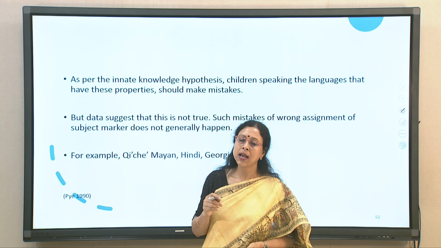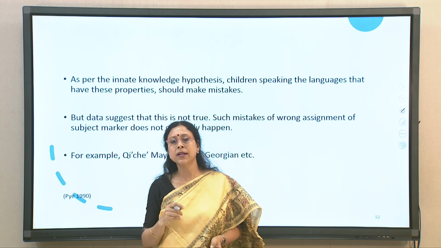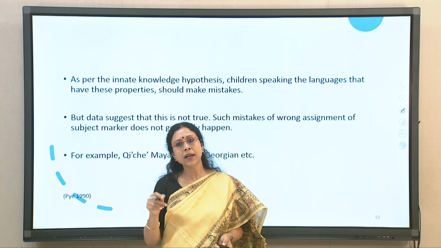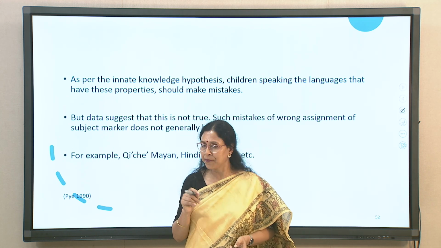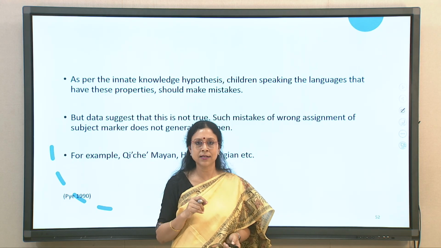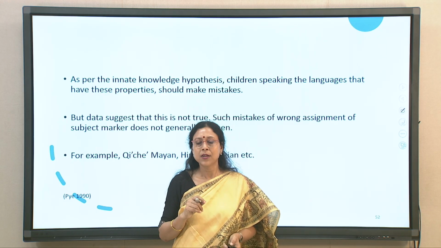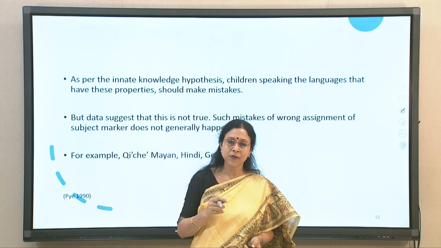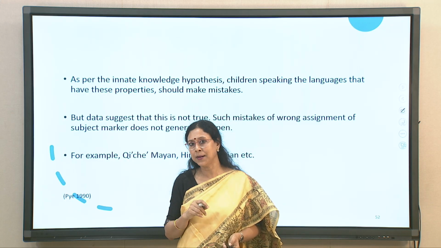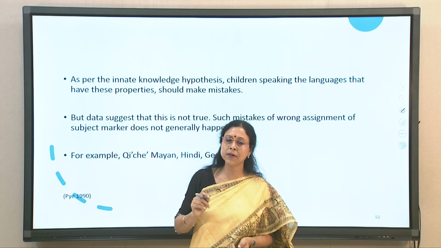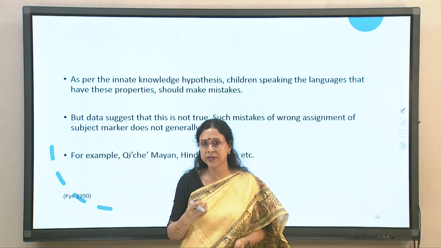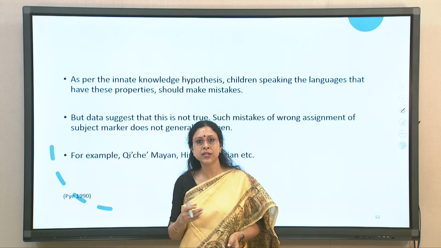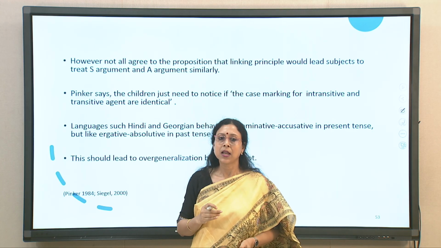In Hindi, you have different markers for transitive and intransitive sentences. So, Ram ne khaya, and Ram gaya, Ram soya. Ram ne soya doesn't happen, right. But at the same time, if you change the tense, things will again change. Ram jayega, it will not be Ram ne jayega. This kind of complex structure should be difficult for children to acquire, but that is not how it works. Similar examples also exist in Quiche Mayan, Georgian and other languages alongside Hindi.